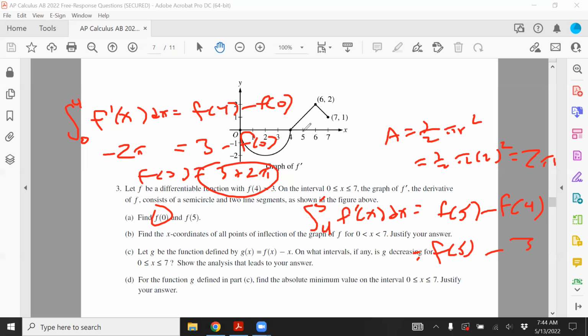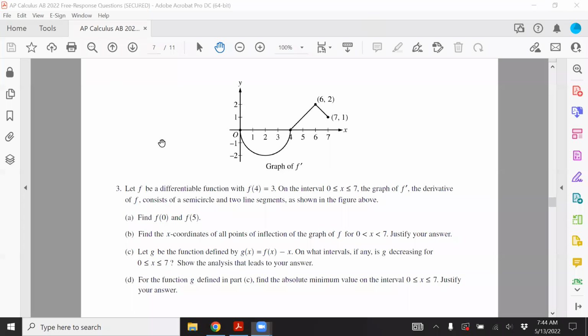Now in this case, from 4 to 5, that's going to be a right triangle. And the base and height are both 1 and 1. The slope of that segment from 4 to 6 is 1. So the area is going to be 1/2. f(5), of course, is 3.5. And so that's f(5). So that's part A. Part A is done. Now let's look at part B.